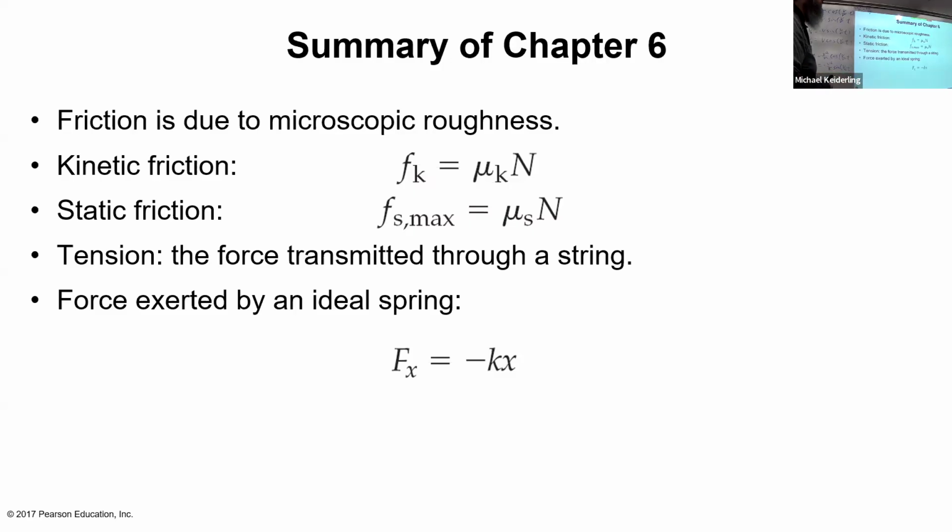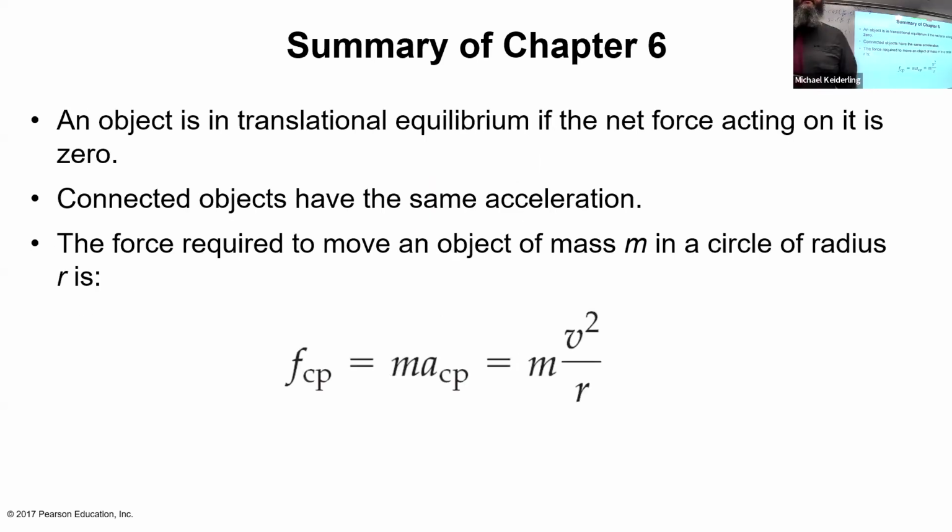And that is the maximum for static friction, because static friction is whatever it needs to be to stop the object from sliding. Tension is the force transmitted through a string. The force exerted by an ideal spring, Fx, is minus Kx. An object is in translational equilibrium if the net force acting on it is 0. Connected objects have the same acceleration. So that's a useful fact.